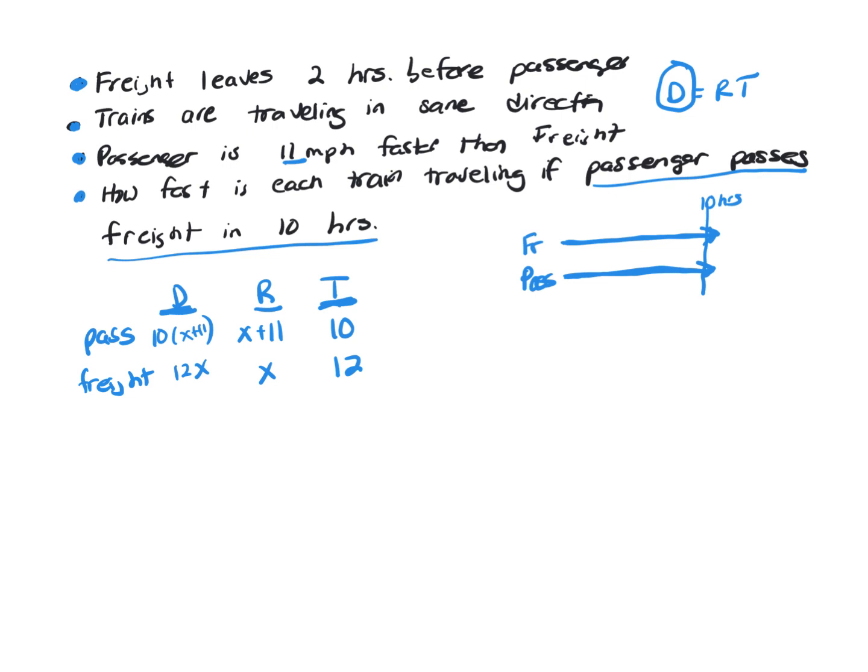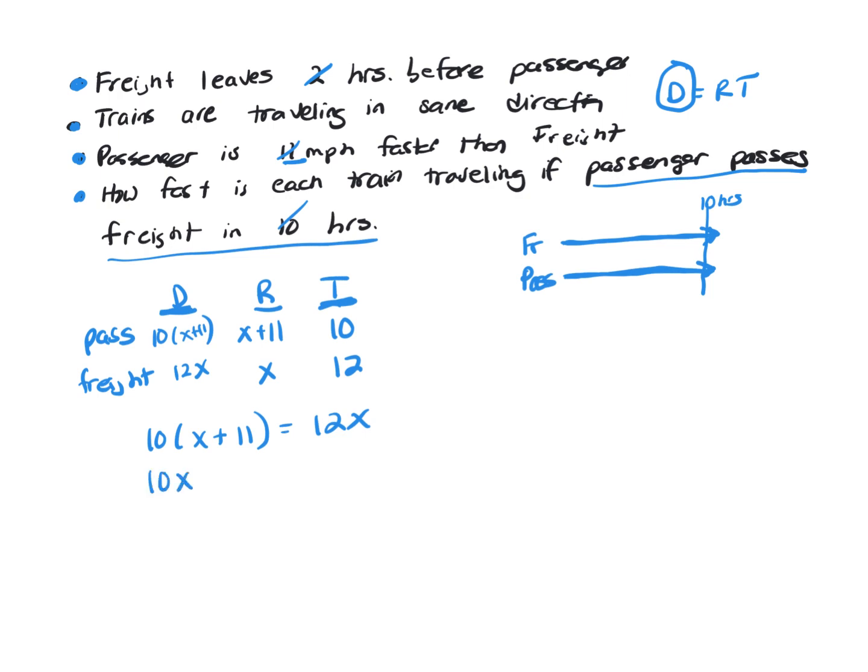Now you need to look and see, have you used all the numbers in the problem? Yes. You used the 2, you've used the 11, you've used the 10. So now we need to figure out, are there 2 things that are equal where we can write an equation? Yes, the distances will be the same. So set the distances equal to each other. And then solve for X.